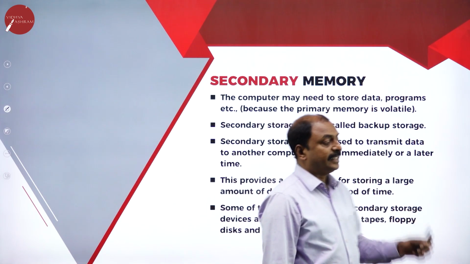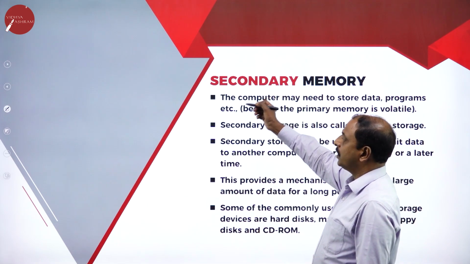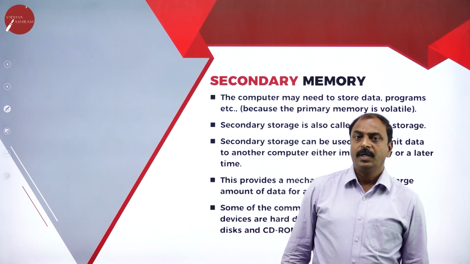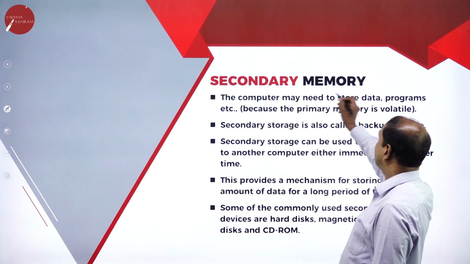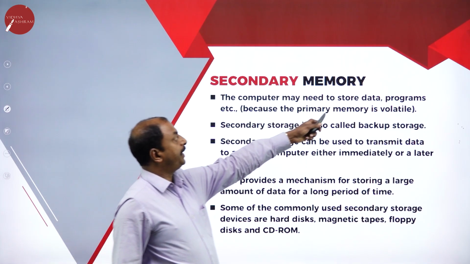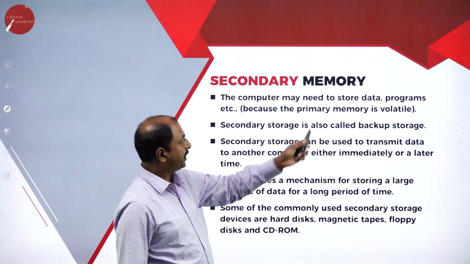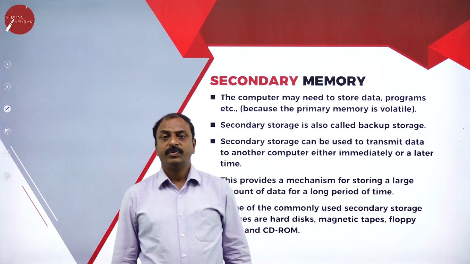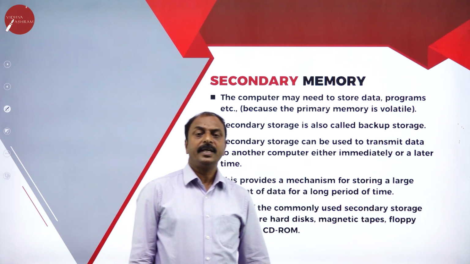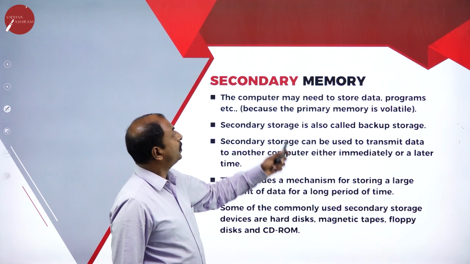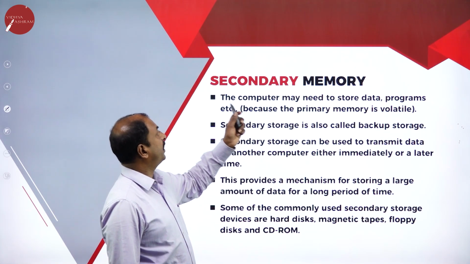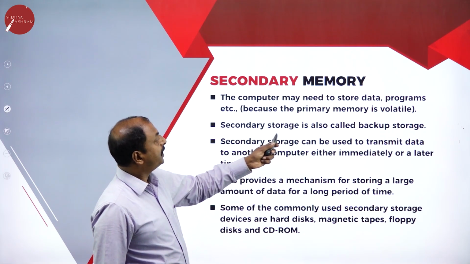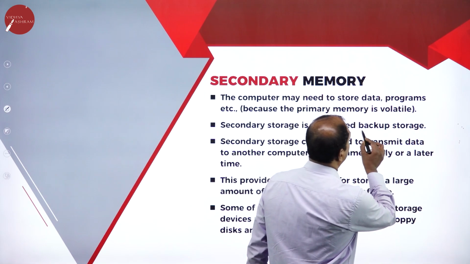So this is secondary memory. What we have seen so far is primary memory. They are RAM and ROM. Now let us see what secondary memory is. The computer may need to store data, programs, etc. Because the primary memory is volatile, as we have seen, volatile is nothing but a temporary memory. So if we want to store the data permanently, we make use of secondary memory devices. Secondary storage is also called backup storage.